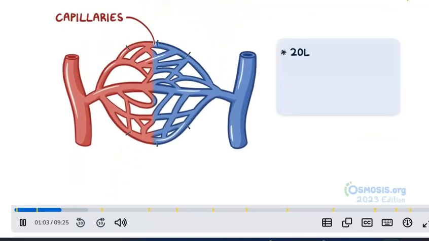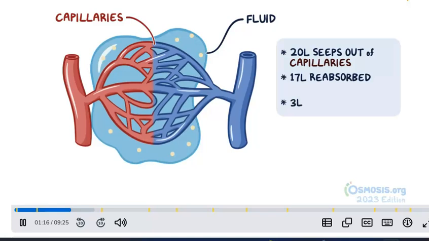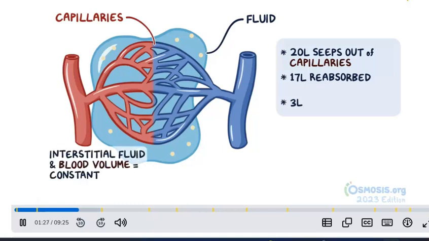Every day, 20 liters of fluid, water, and protein seep out of the capillaries and become part of the interstitial fluid between the cells. About 17 liters gets quickly reabsorbed back into the capillaries, but that leaves around 3 liters of fluid behind in the tissues each day. This 3 liters of fluid needs to find a way back into the blood so that the body's interstitial fluid volume and blood volume both stay constant over time.